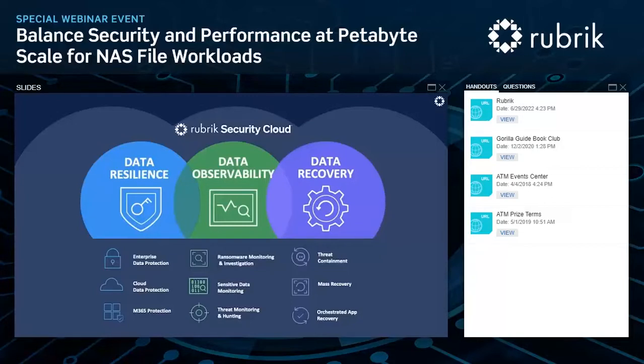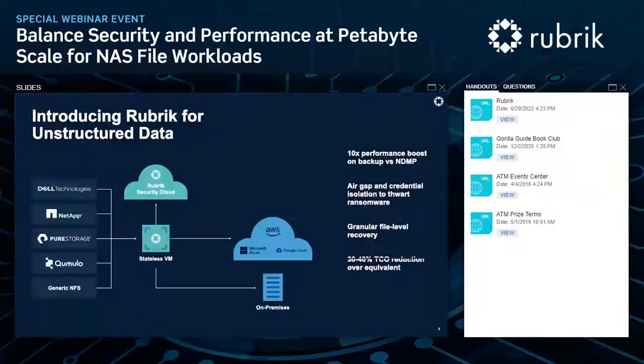The capabilities of our data resilience pillar allow you to secure your data from insider threats or ransomware with air-gap, immutable, access-controlled backup. With data observability, you continuously monitor and remediate data risks, including ransomware, sensitive data exposure, and indicators of compromise. And the data recovery pillar provides you with surgical and rapid recovery of your applications, file, or users while avoiding malware reinfection. And now let's go back to NAS Cloud Direct.